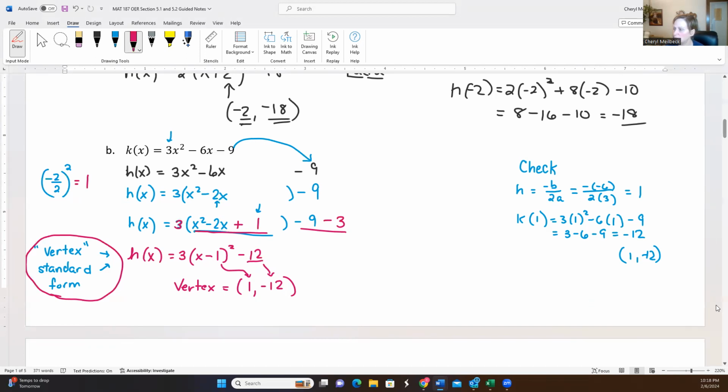Now, if we check it using the formula, to find the x coordinate of our vertex, we take negative b over 2a. So a negative b would be a negative 6. So that's how that got here. Over 2 times a, which is 3. So this gives me a positive 6 over 6, or 1. Notice that's the same number that we have for the x coordinate of our vertex. Then we substitute that 1 in. That's what this notation means, and you get negative 12. So we know we've done it right.